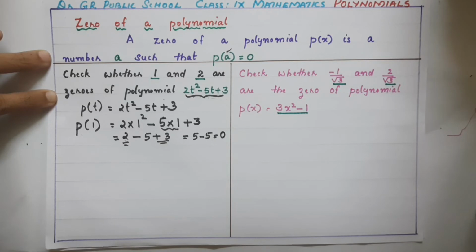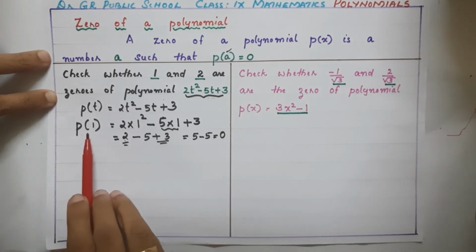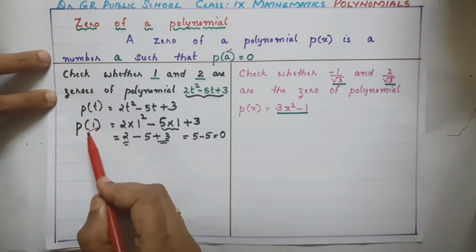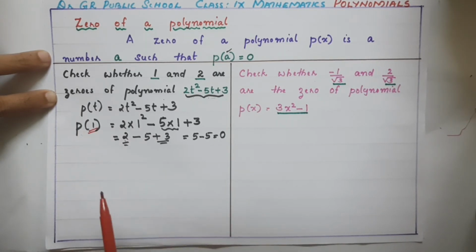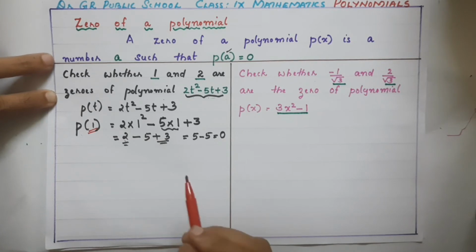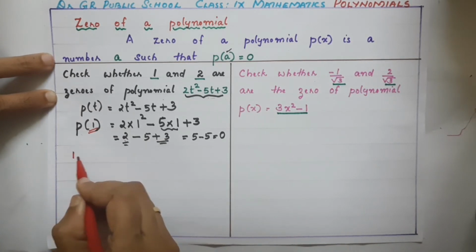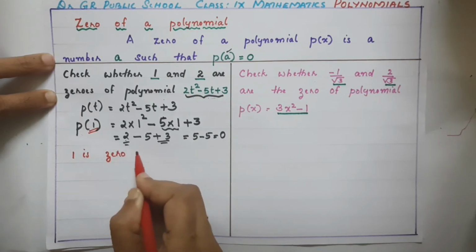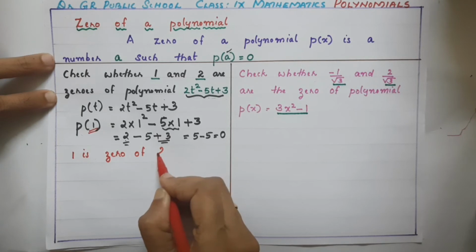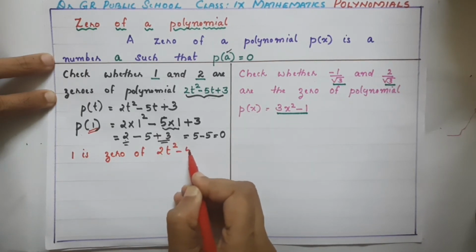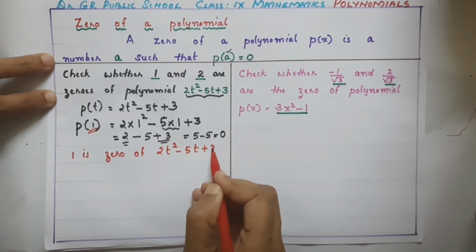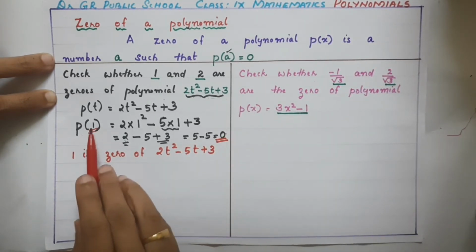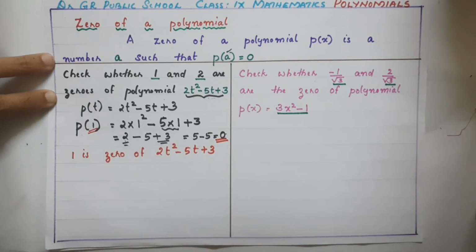So what can we say? If we are getting the polynomial value as 0, then that substituted value will be a zero of the polynomial. So what can we say? 1 is a zero of the polynomial 2t square minus 5t plus 3. Here we got the polynomial value as 0. So it is a zero of this polynomial.